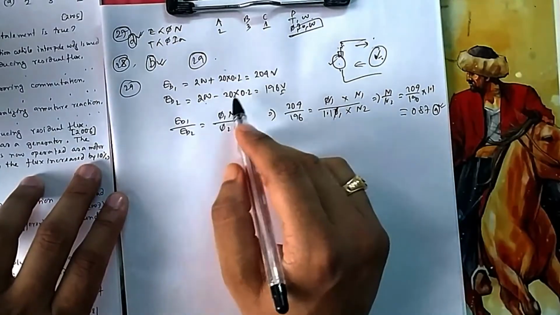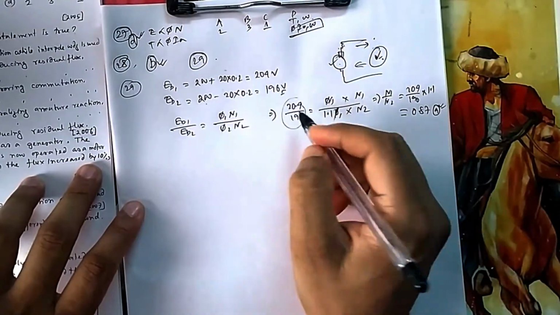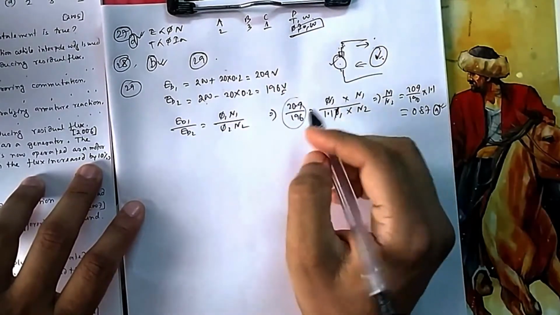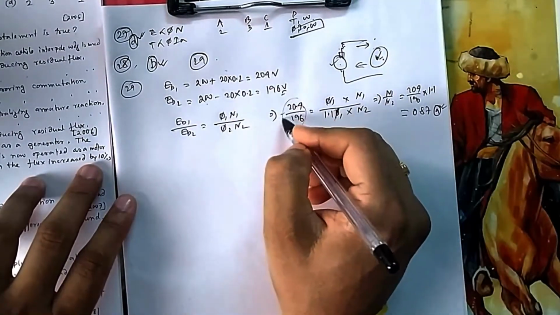So in this case, where RA is given, you need to find Eb1 and Eb2. Don't take them as V1 and V2, that will not give you the exact answer. But if RA is not given, generally we approximate Eb1 and Eb2 as equal to V1 and V2.